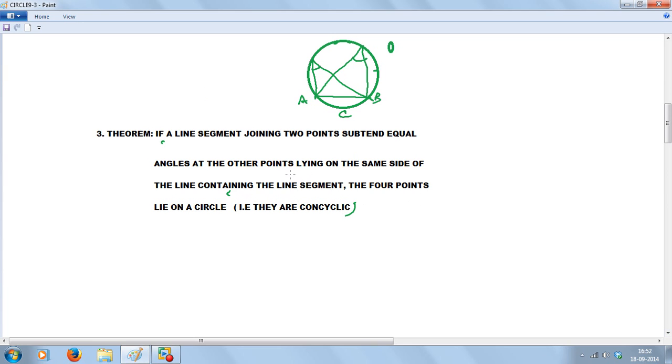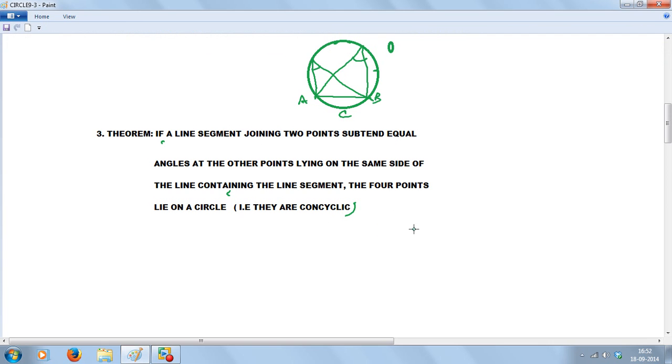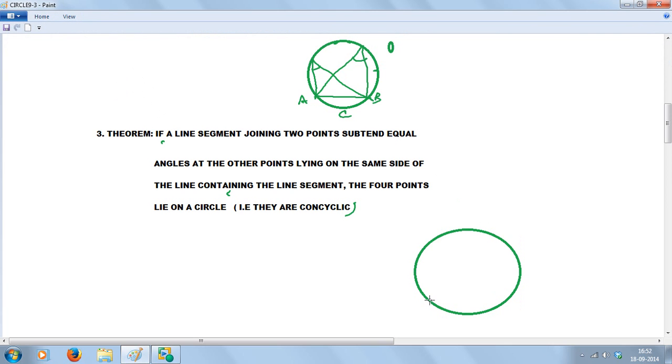If a line segment joining 2 points subtends equal angles at other points, now we'll just draw the diagram for this problem. So what exactly is a line segment joining 2 points at equal angles at other points lying on the same side of the line? So let us take one line segment, which subtends some angle. We don't know what the angle is.